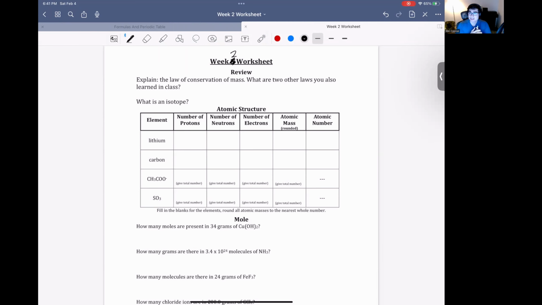So it says, what is the law of conservation of mass? Right, so the law of conservation of mass states that, let me write this down, that mass cannot be created nor destroyed. So you cannot just make mass out of thin air, and you also cannot make it disappear, right?